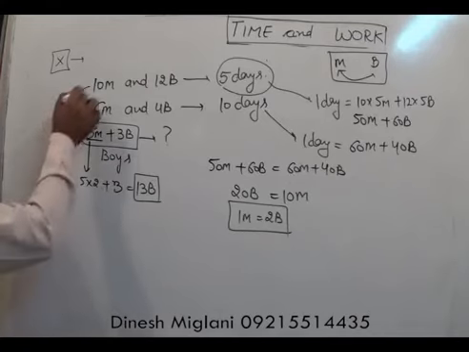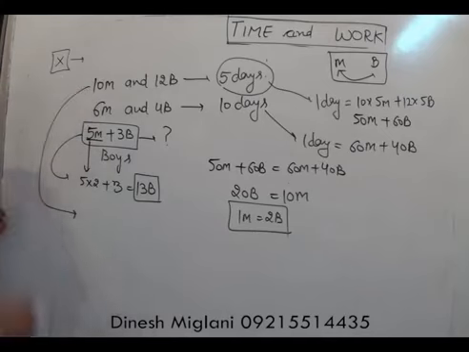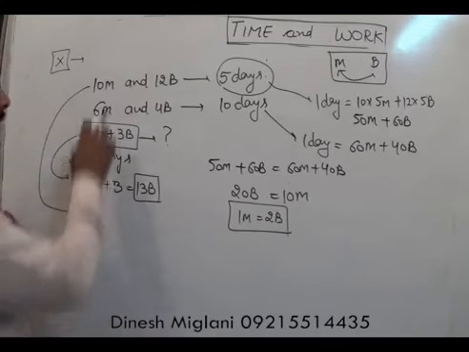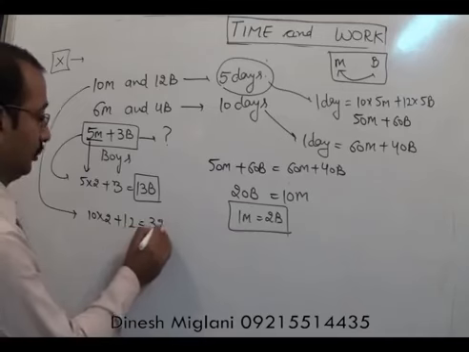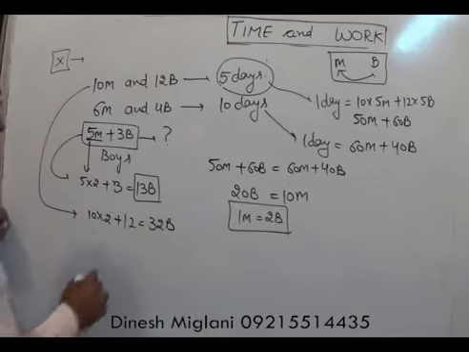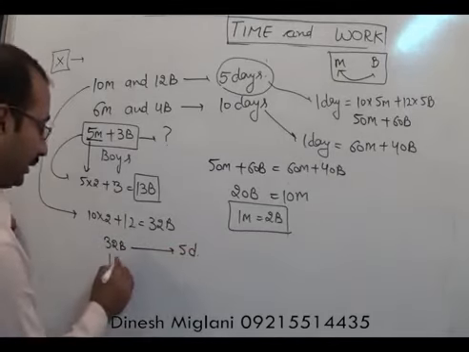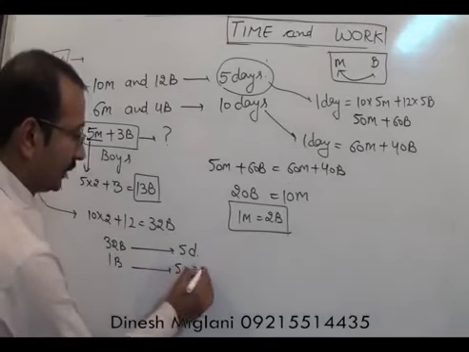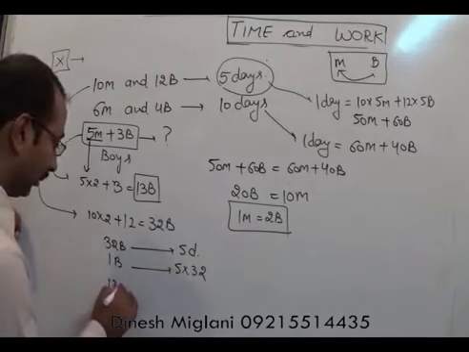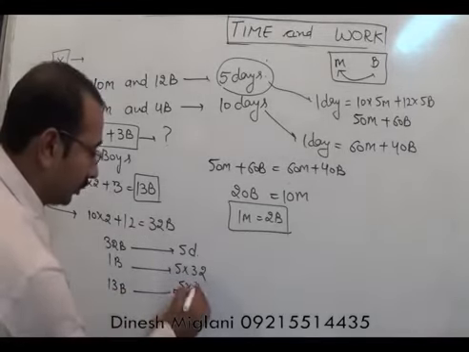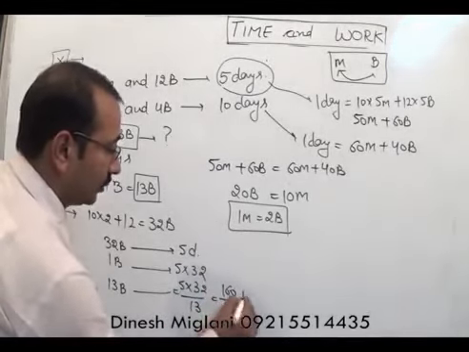After this, I need complete information in boys, so I will take either of these two equations. If I take the first one, 1 man equal to 2 boys, so 10 men equal 10 into 2, 20 plus 12, which is 32 boys. 32 boys can do the work in 5 days, so 1 boy can do the same work in 5 into 32 days. And we have 13 boys, so 13 boys will take 5 into 32 by 13, so our answer is 160 by 13 days to do the work.